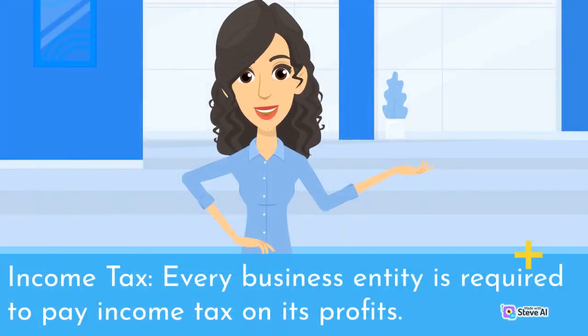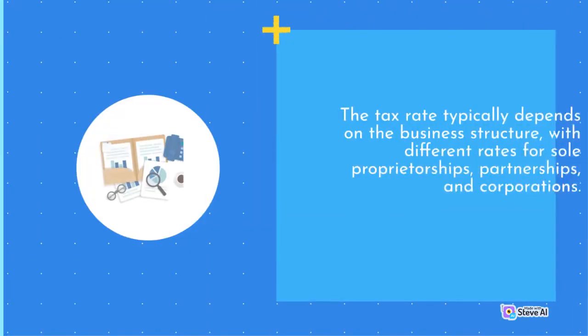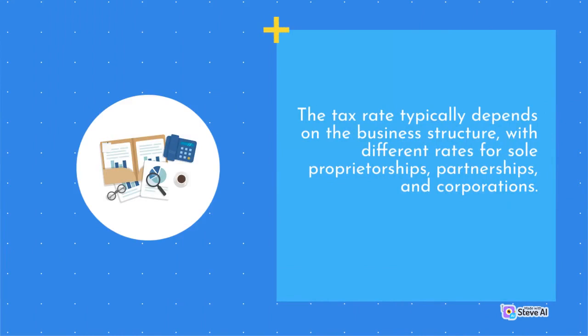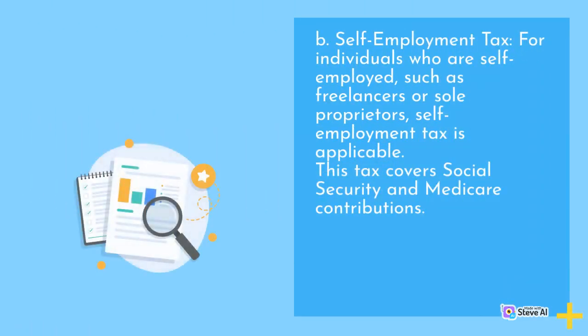A. Income tax. Every business entity is required to pay income tax on its profits. The tax rate typically depends on the business structure, with different rates for sole proprietorships, partnerships, and corporations. B. Self-employment tax. For individuals who are self-employed, such as freelancers or sole proprietors, self-employment tax is applicable. This tax covers Social Security and Medicare contributions.